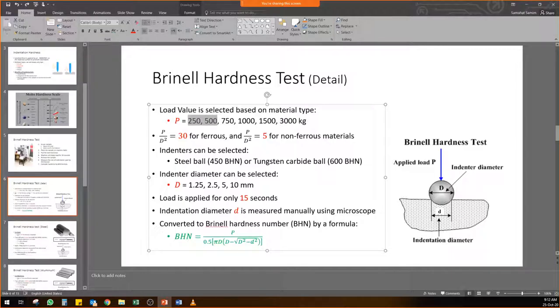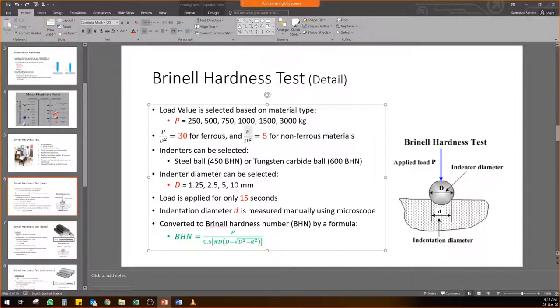How do you get this load value? You get this load value by a formula, which is this: P over D square equals 30. D is the indenter ball diameter, and P is the load value which you will calculate. For ferrous materials, ferrous means steel or iron, any material which contains iron, the P over D square ratio should be 30. And for non-ferrous materials, meaning aluminum, brass, copper, any other materials which do not contain iron, Fe, the ratio should be 5.